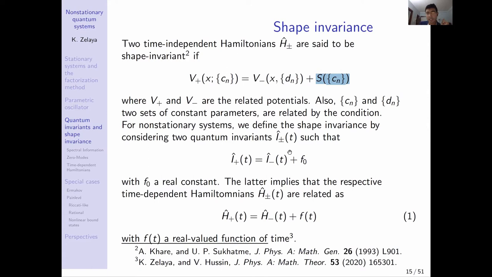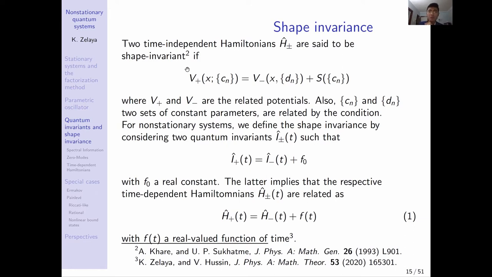If we translate this into the Hamiltonians, remember that each invariant is related to a time-dependent Hamiltonian. So this means that the Hamiltonians differ only by an arbitrary function of time. This is the generalization. It might depend on time, but not on the position. This is something we actually exploited in previous work, and it was the main idea to generate new solvable systems related to the singular oscillator, for instance. But in this case, we will exploit this property in the context of shape invariance.